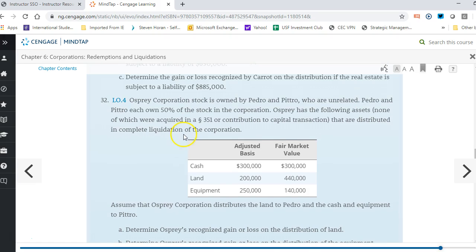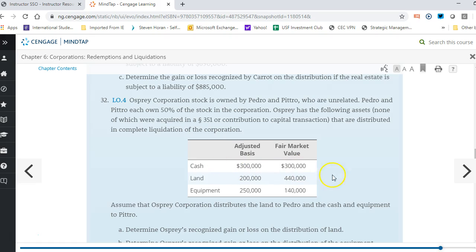Question 32 is Osprey Corporation. They have stock owned by two people, Pedro and Pietro, who are unrelated. Pedro and Pietro each own exactly 50% of the stock in the corp. Osprey has the following assets, none of which were acquired in the 351 contribution to capital transaction, and distributed in complete liquidation of the corporation.